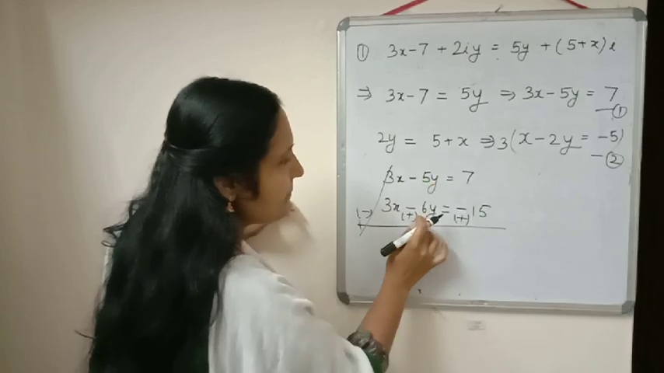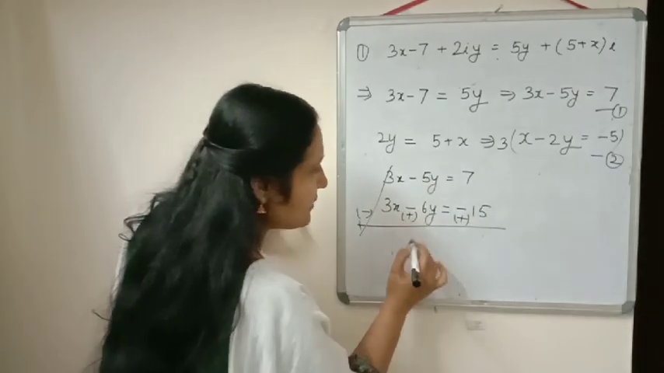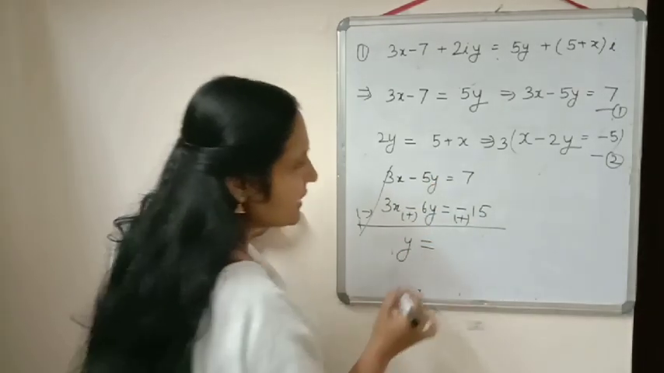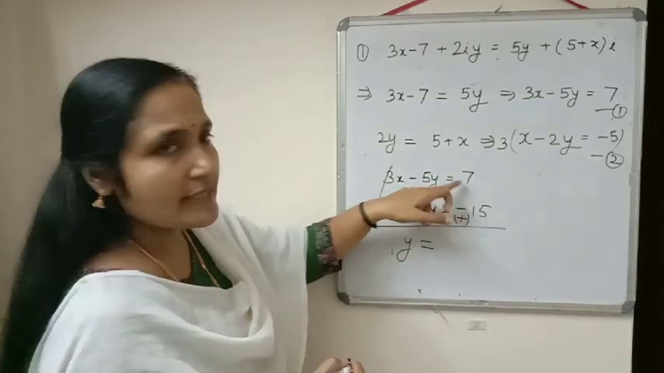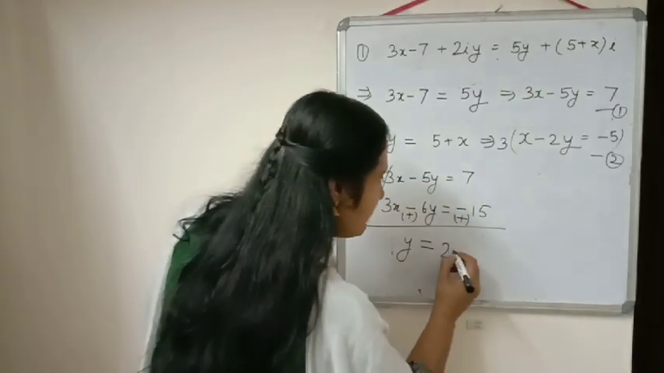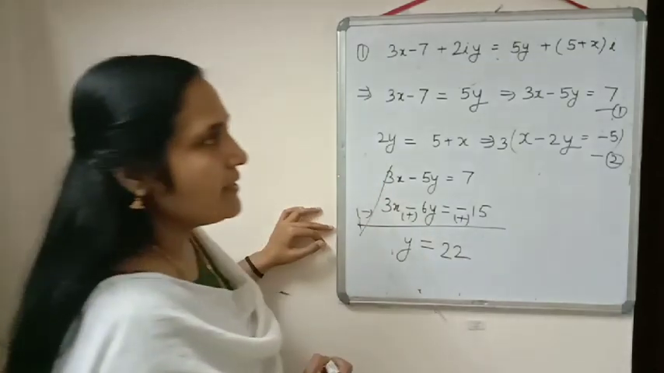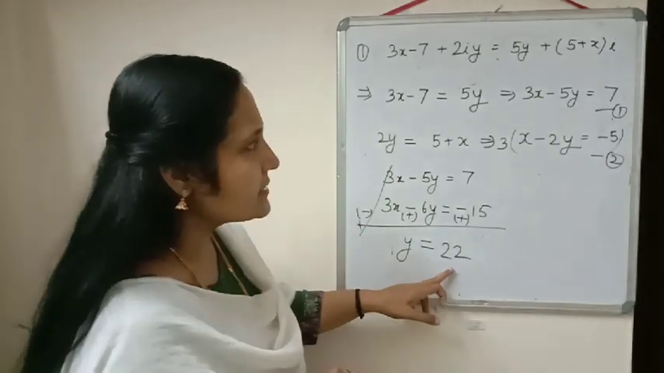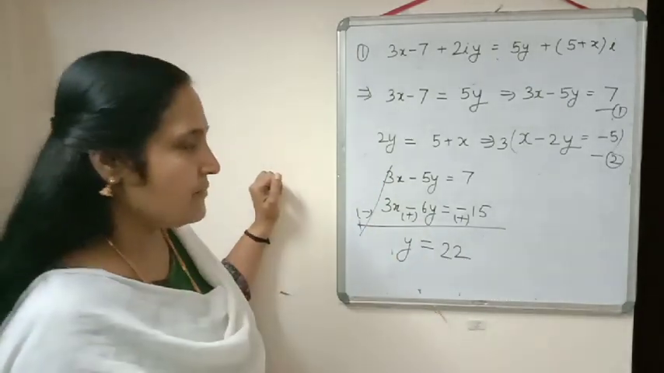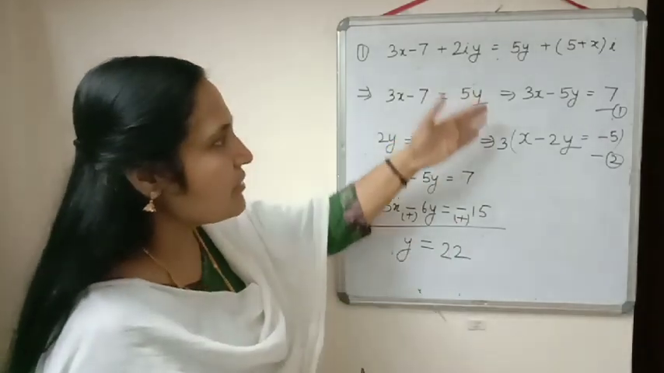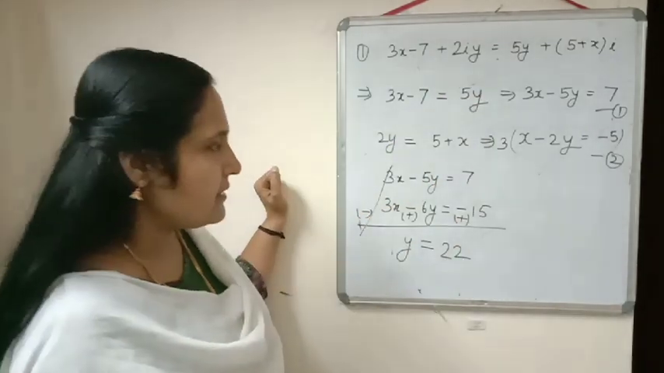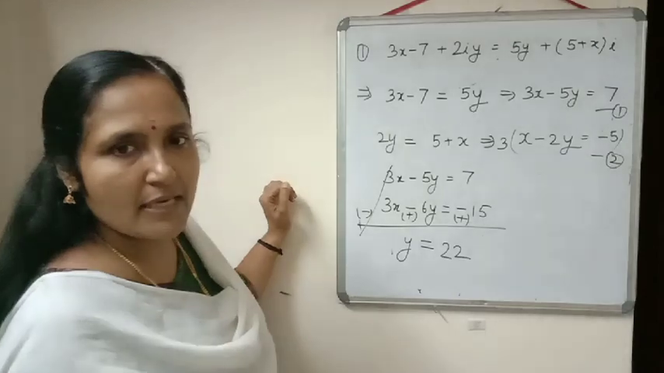Minus 5y plus 6y, so that will be equal to plus y is equal to 15 plus 7. 15 plus 7 will be equal to 22. So we are getting y is equal to 22. Now just substitute the value of y in any one of the equations.